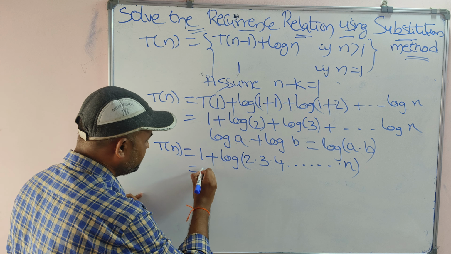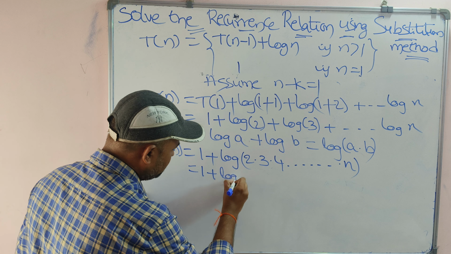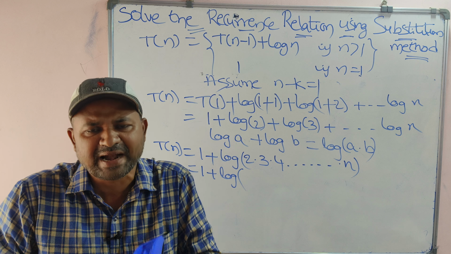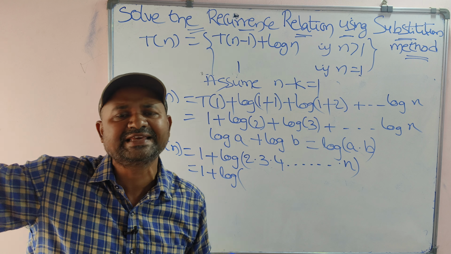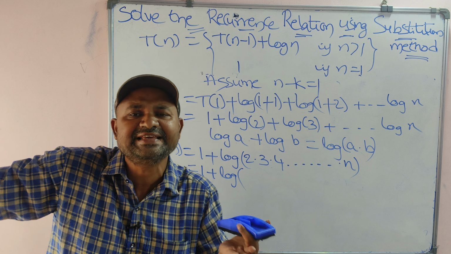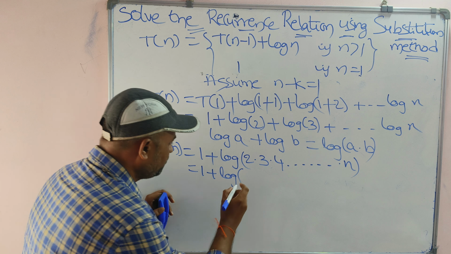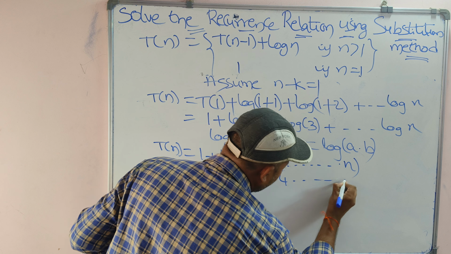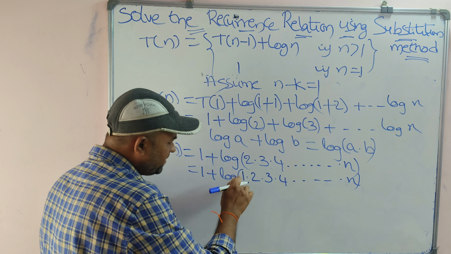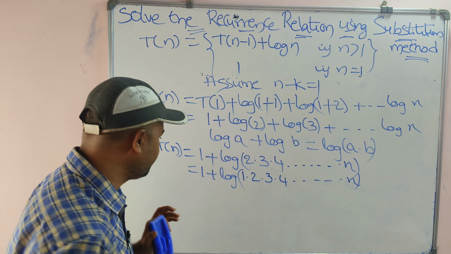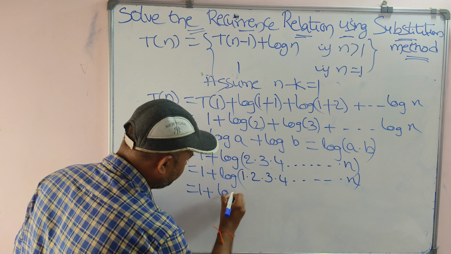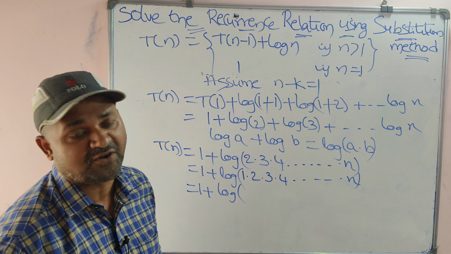So T of n equal to 1 plus, here before 2 write 1. Why? Because if we multiply 1 into anything, then we will get that thing as the result only. So we can write this as 1 into 2 into 3 into 4 so on into n. By multiplying with 1, the result won't change. Okay. 1 plus, so what is this formula? We have the n factorial formula.